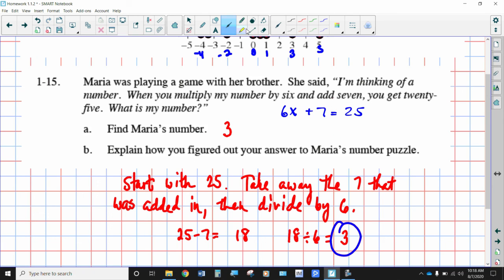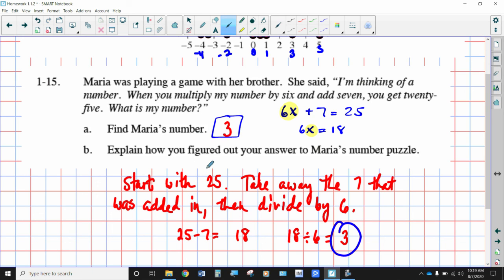So I guess the first thing I would want to do is think, what number do you add to 7 to give you 25 for an answer? Wouldn't that be 18? Since 25 minus 7 is equal to 18, which means that the 6x has to be equal to 18. And now, what number do you multiply times 6 to give us 18 for an answer? And that's 6 times 3, right? Because when you take 18 and divide it by 6, you get 3 for an answer.